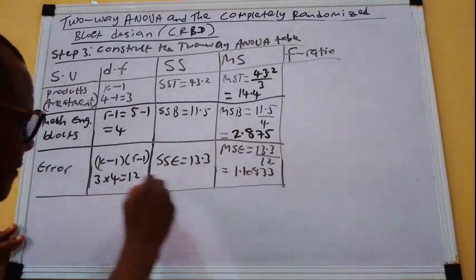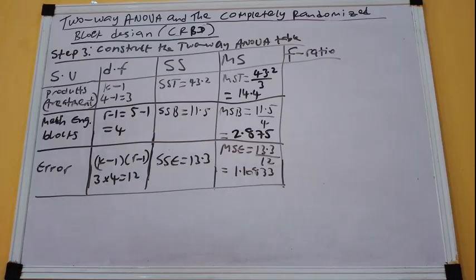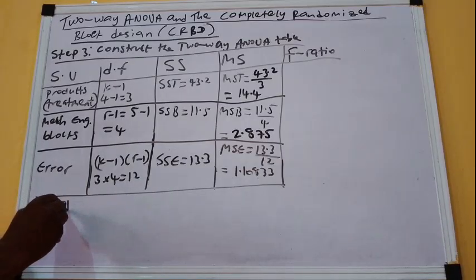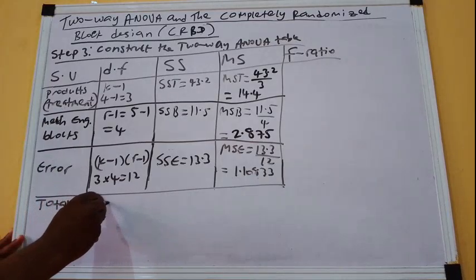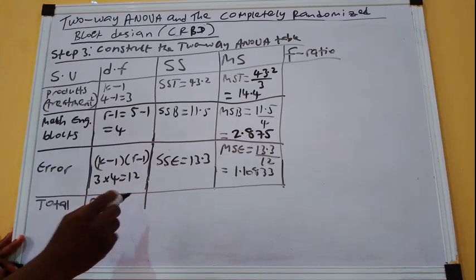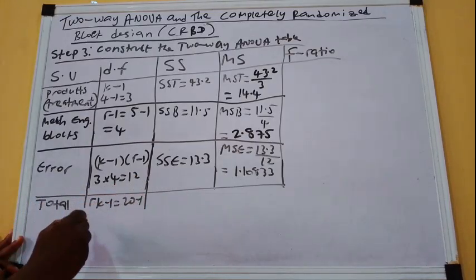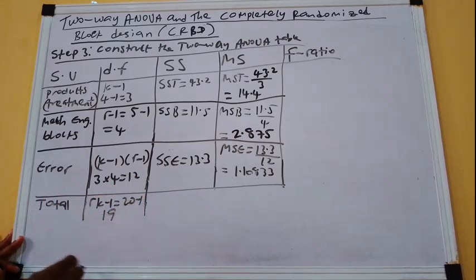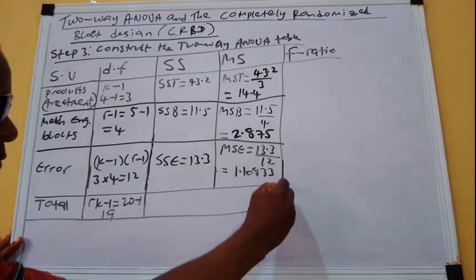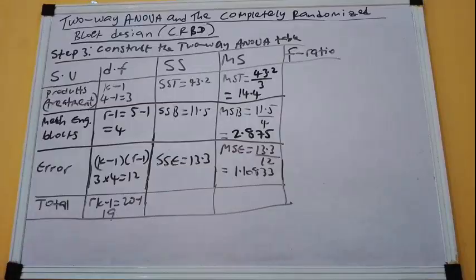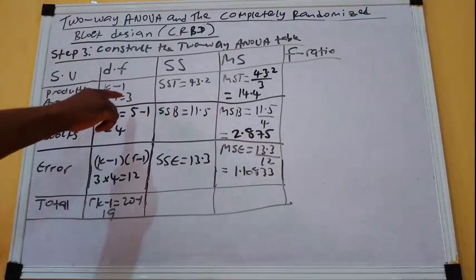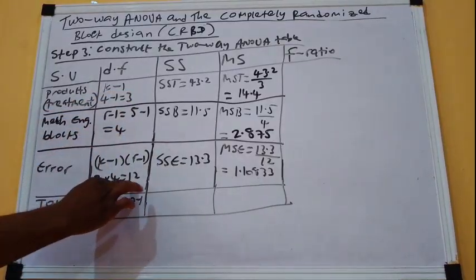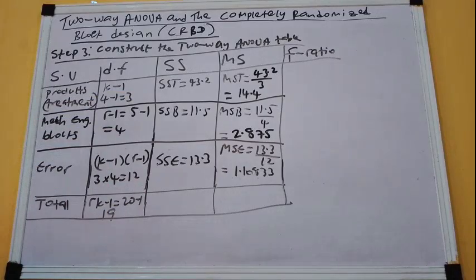So the next one that we have is for the total. Remember our total is rk minus 1, which is equal to 20 minus 1, and that is 19. So if you come here now and you sum the degrees of freedom, 3 plus 4 is 7, 7 plus 12 is 19. So we have 19 here, which is also correct. That is the total of the degrees of freedom.